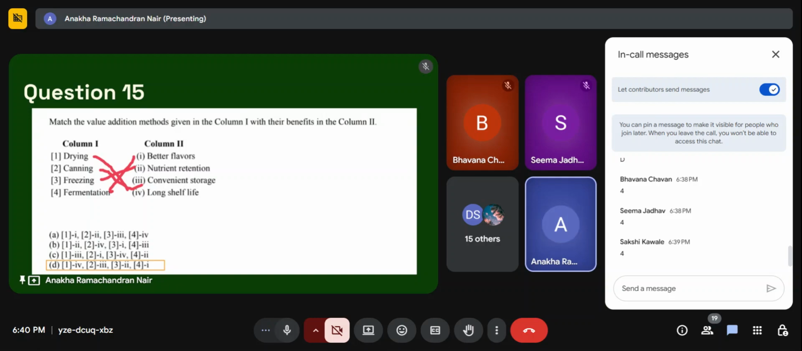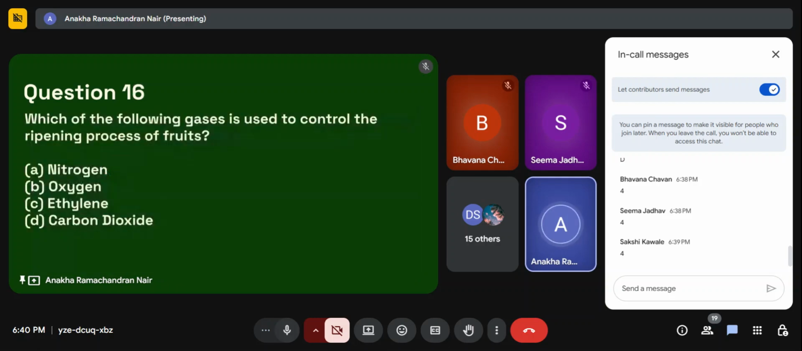All right. So let's move on to question number 16. Question number 16 is, which of the following gases is used to control the ripening process of fruits? There are four options: nitrogen, oxygen, ethylene, and carbon dioxide. So there's a very obvious and easy answer to this, right?